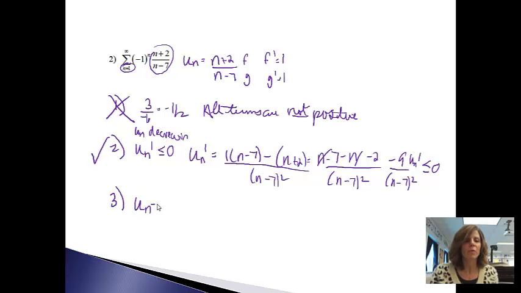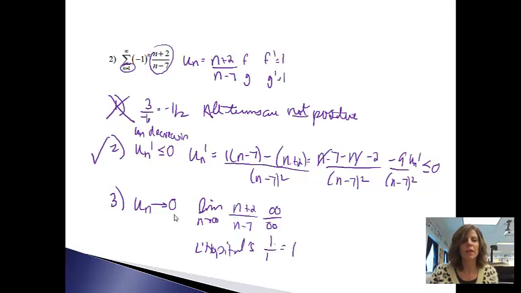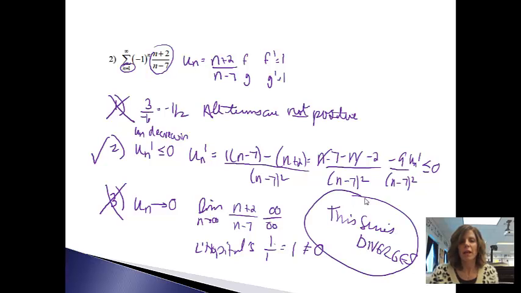And then if I wanted u sub n to approach 0, we would find the limit as n approaches infinity of n plus 2 over n minus 7. I would get infinity over infinity, so I'd get to use L'Hopital's rule. And if I did that, I would get 1 over 1, which equals 1. And so notice I did not get an answer of 0. So actually this check does not work either. So either one of those, I could say this series diverges, and I could use either the first or third test to tell that it doesn't. So hopefully now you can tell whether an alternating series converges or diverges using the alternating series test.